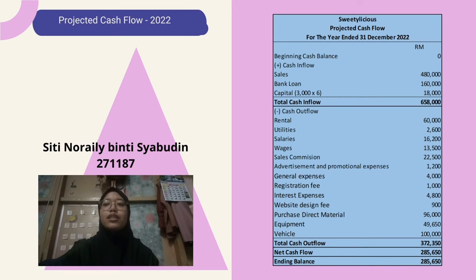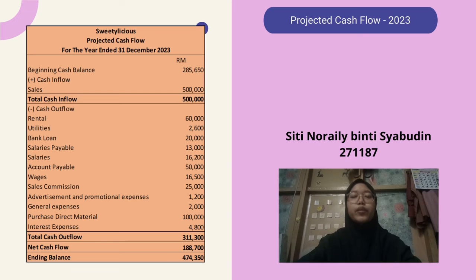Okay, for the cash flow in 2023, we begin with the beginning cash balance, which is 285,650. The total cash inflow is 500,000 and the total cash outflow is 311,300. The difference of cash inflow and cash outflow gives the net cash flow, which is 188,700. The ending cash balance for 2023 will be 474,350.